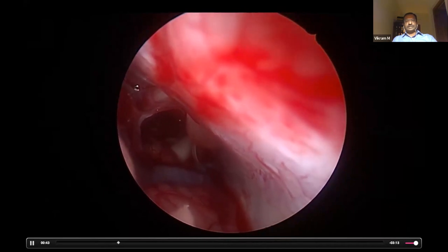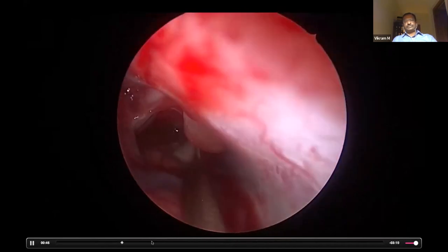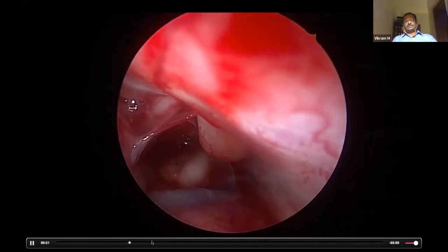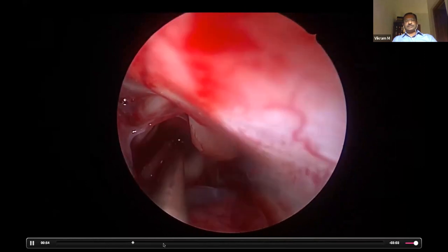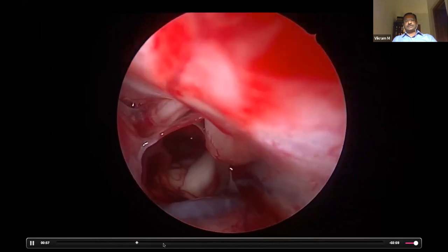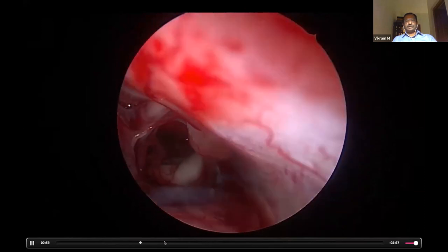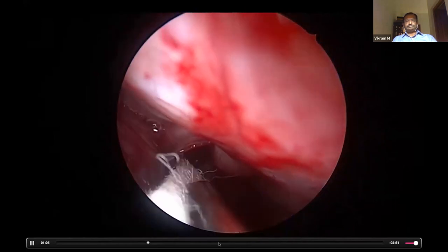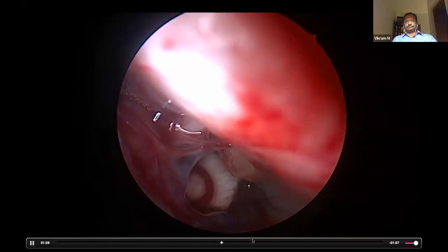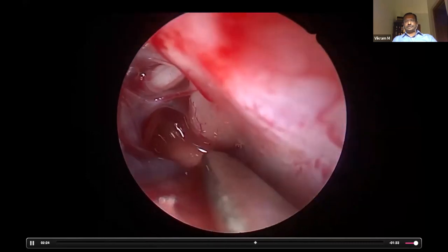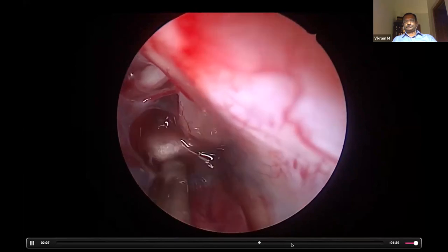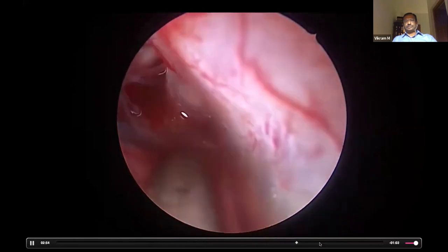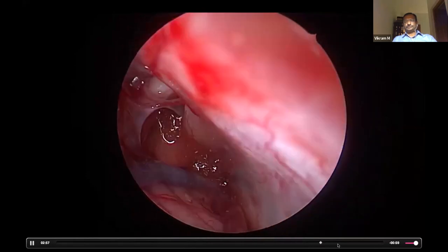In a few cases, I did have partial relief. So when we searched for the offending vessel, we were able to find another vessel in those cases and complete the dissection and do a decompression adequately with the placement of Teflon, so that the patient has complete relief of pain. So that's the decompressed root. And most of the time I do place some amount of gelfoam close to the roots.